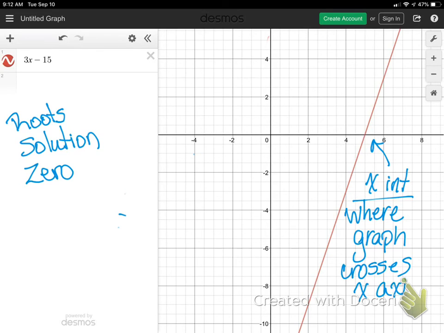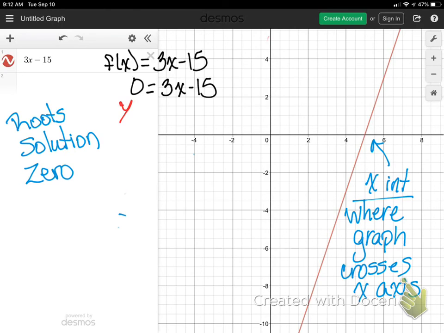And I've included the graphs here, but you're going to show it algebraically. You're going to show it algebraically. So the way that you do this is f of x equals 3x minus 15. You set f of x equal to 0. Okay? That's how you do it. Okay? Set it equal to 0. And this is what you're trying to find. Where does it cross the x-axis?